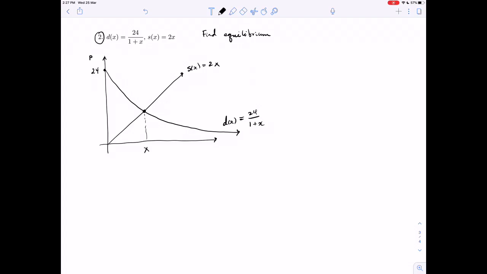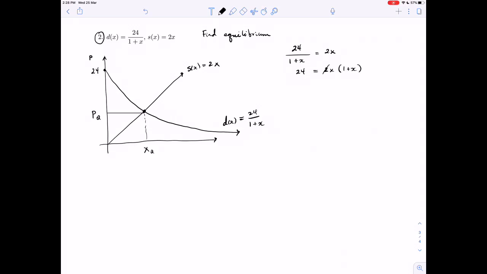So the x value of equilibrium is there, the y value, it is a price, the p value of equilibrium is there, and we're going to find those by setting the demand curve and the supply curve equal to each other. So 24 over 1 plus x is equal to 2x. I'm going to multiply up. So 24 is 2x times 1 plus x.